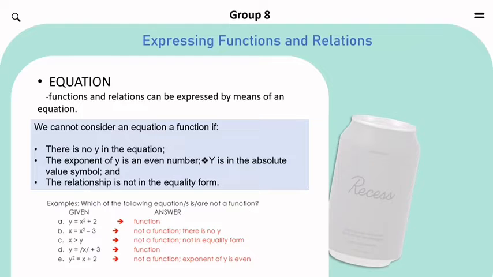Equation. Functions and relations can be expressed by means of an equation. We cannot consider an equation a function if there is no y in the equation, the exponent of y is an even number, or y is in the absolute value symbol, and the relationship is not in the equality form.